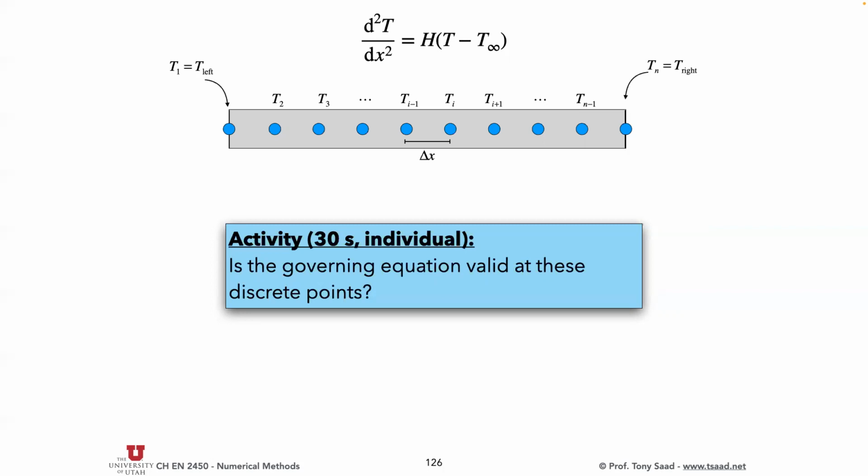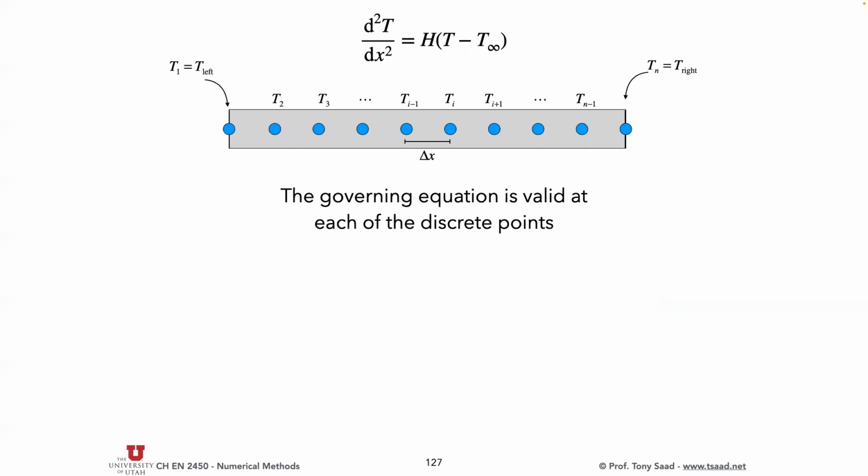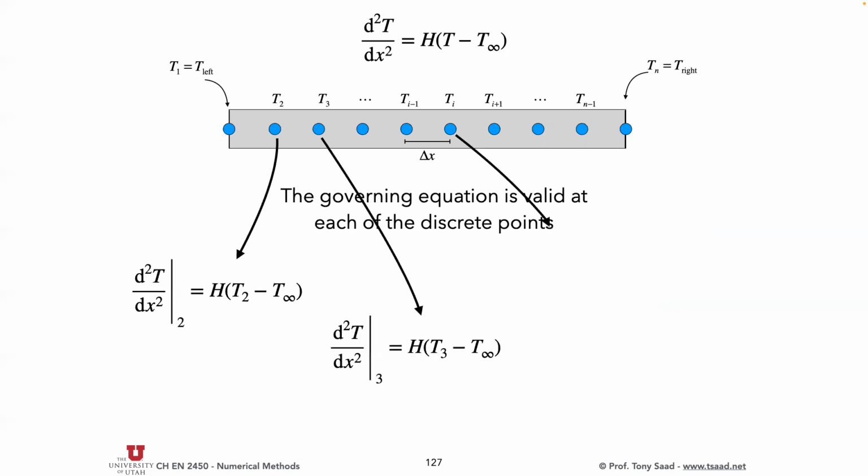So the question, is this equation valid? Yeah, Kimball is nodding. That's right. Absolutely. It's valid over the entire domain and specifically at those discrete points. That's very important. Remember when I discussed that in initial value problems, because that is going to allow us to apply the ODE evaluated at any one of those discrete points and then make an approximation. So yes, it is valid at each one of those discrete points. So at point 2, this is what it looks like. d2T by dx squared at point 2 is equal to h(T2 minus T infinity), right? You know, at point 3 and at point I, at an arbitrary point I.